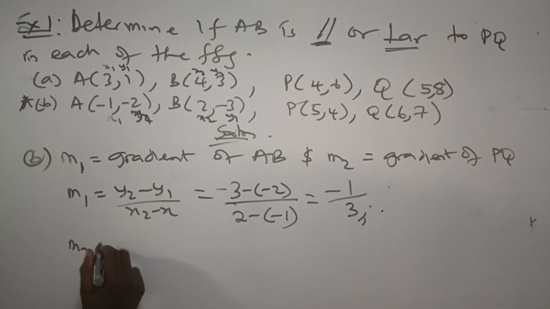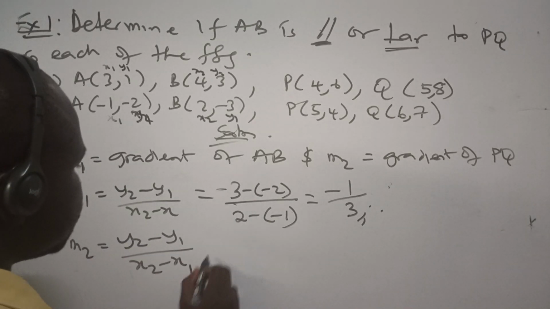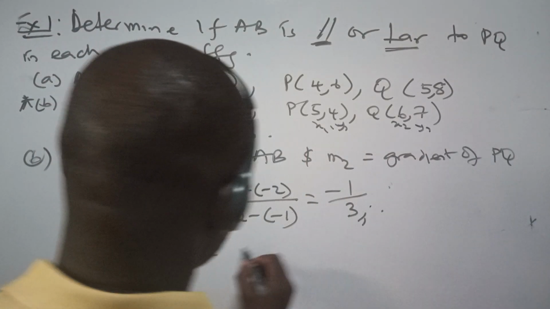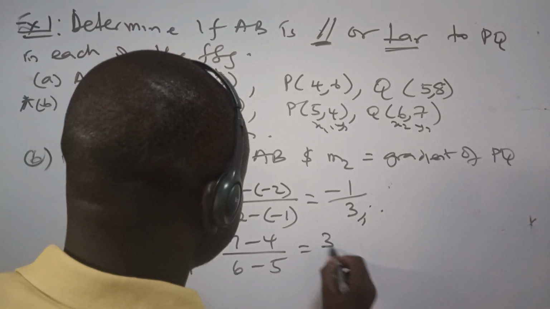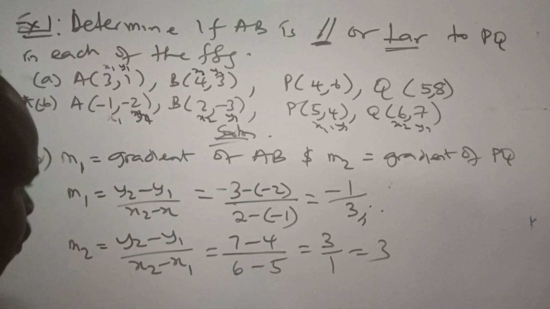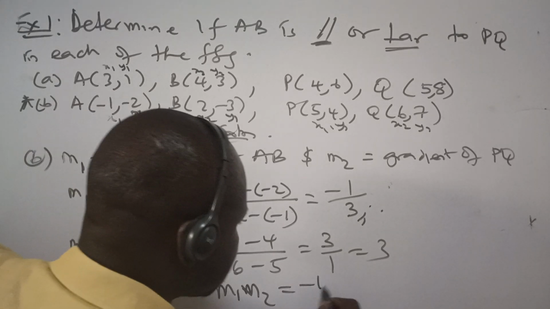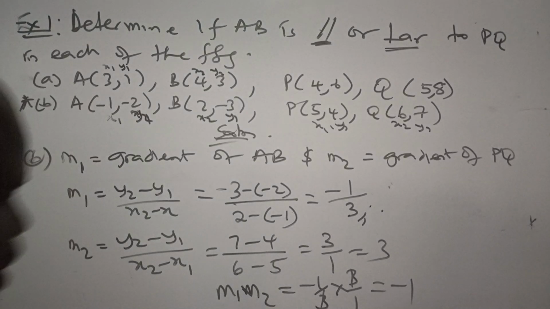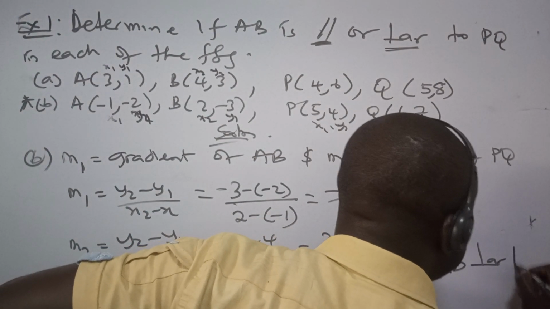Then we go ahead and check the second one, PQ. We want to find the gradient of PQ. So here, this is X1, Y1, X2, Y2. So we have 7 minus 4 all over 6 minus 5. Then I'm going to have 3 all over 1, and that is 3. So what can we say about the two gradients here? If we multiply the two gradients, M1 and M2, what are we going to get? M1 is minus 1 over 3 multiplied by 3 over 1. Then at the end of the day, we have minus 1. So what is the implication? It simply means that line AB is perpendicular to line PQ.